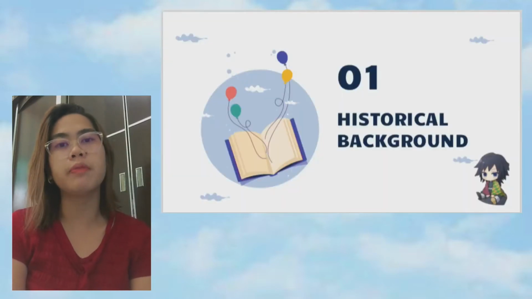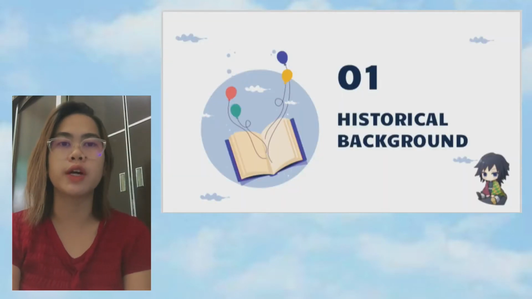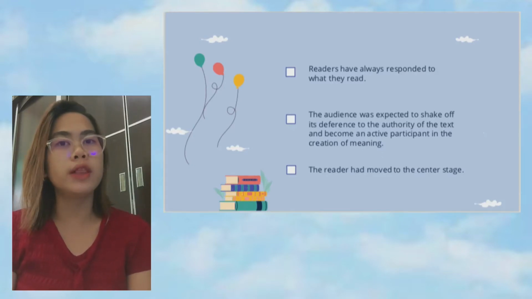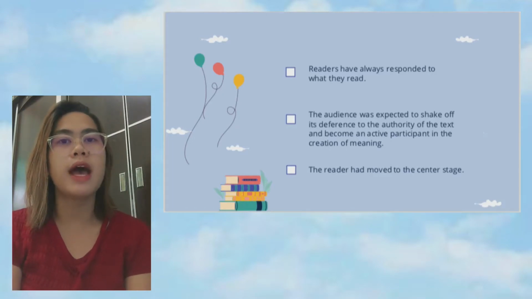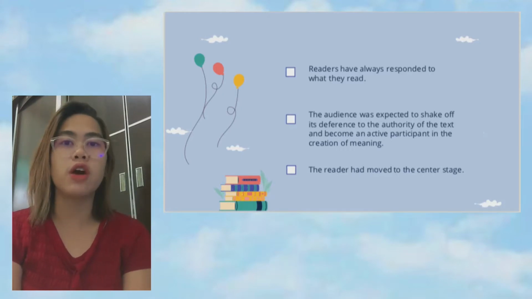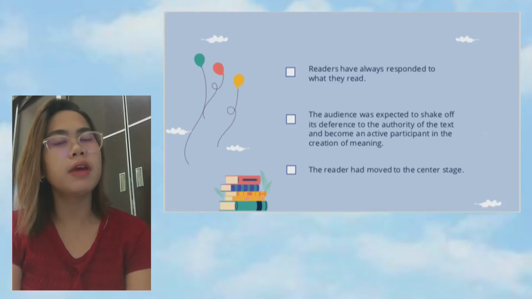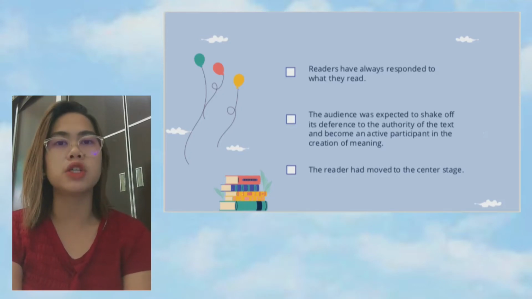Good day everyone, I am Erica Ines L. Marcelino and today I will be discussing the historical background of the reader response approach or criticism. To start off, of course, it is normal that every reader always has a response to what they are reading or what they have read. But with the arrival of reader response analysis or criticism, the audience was expected to shake off its deference to the authority of the text and become an active participant in the creation of meaning.